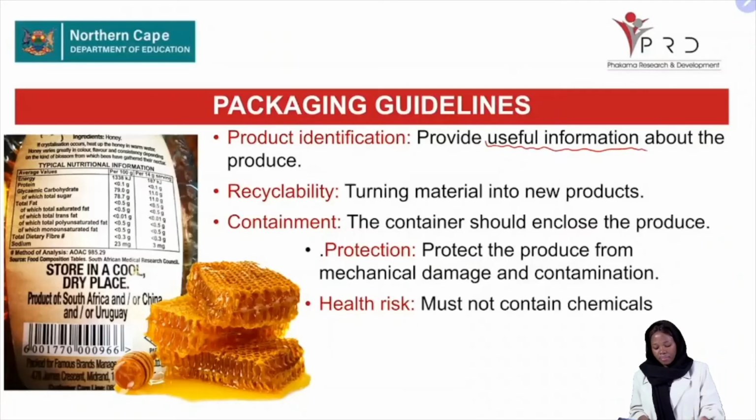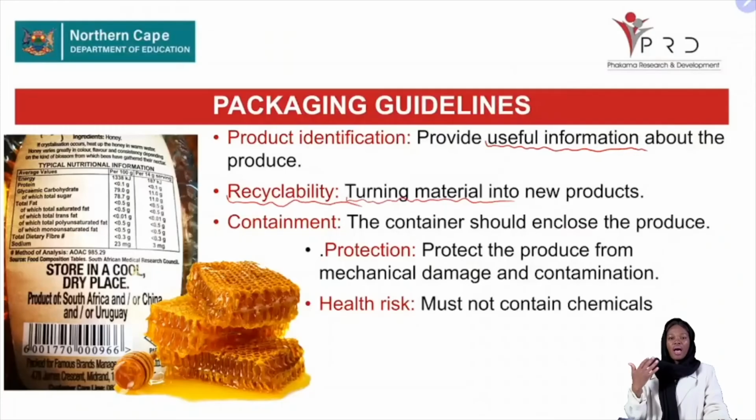Now, secondly, the packages or materials used need to be recyclable, meaning they have to be changed into new product. And also, these agricultural packages or materials need to be biodegradable, meaning they need to decay. They need to be decomposed by microorganisms.